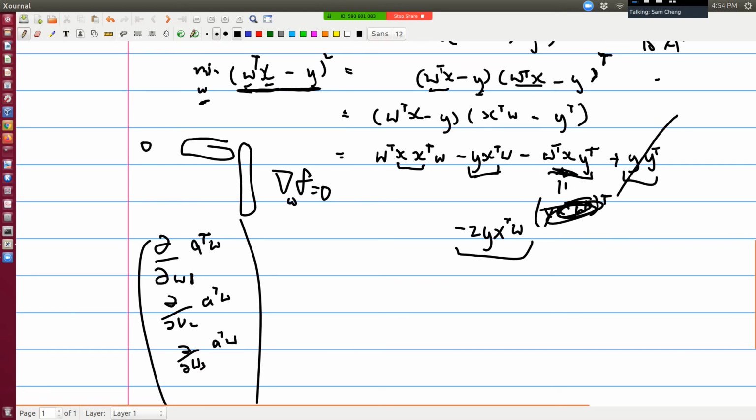And this A transpose W is just A1 W1 plus A2 W2 and so forth. So taking the partial derivative with respect to W1 will give me just A1. The first element is just A1, similarly the second element is A2, and so on. Therefore, it just gives me back A. So if I have A transpose W, the partial derivative with respect to W just gives me A.